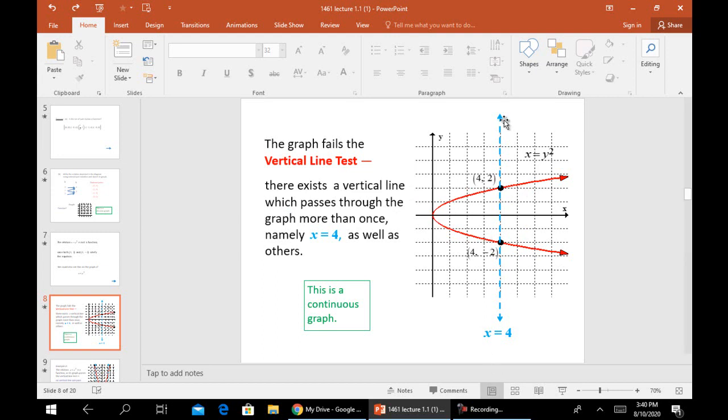So to be a function, every vertical line passes through the graph at most once. Notice that this is a continuous graph.